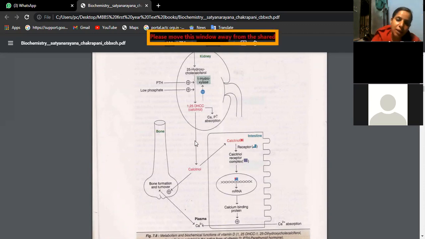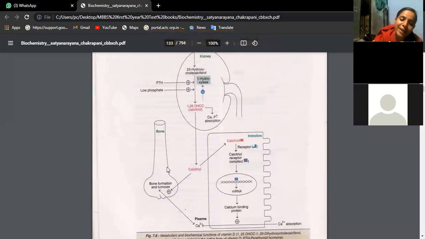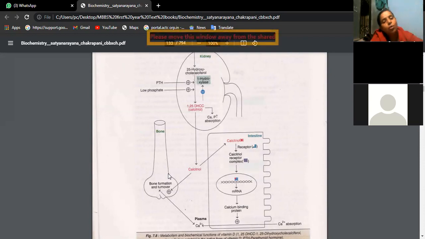So calcitriol is also mobilizing bone calcium, isn't it? Suppose blood calcium levels are low, the bone calcium will be mobilized and allowed to enter the plasma. That's bone resorption. But suppose calcium levels are high in the blood, then calcium will be allowed to get deposited in the bone. That's bone formation. So when calcium levels are low, the bone calcium is mobilized.